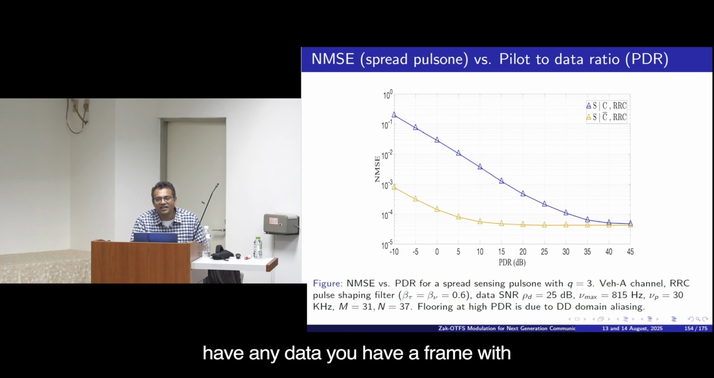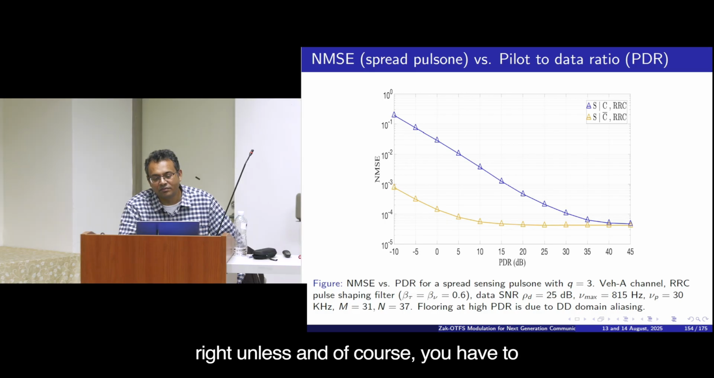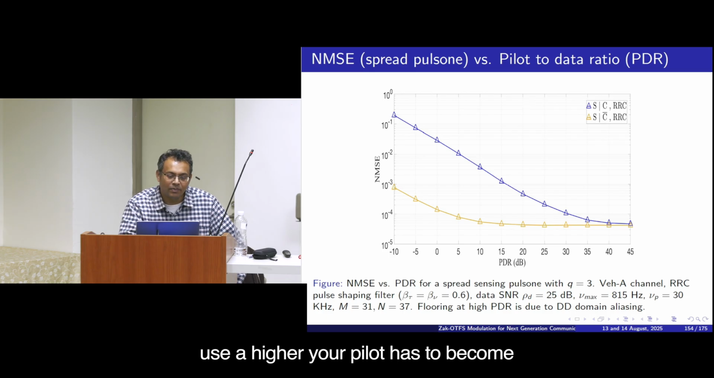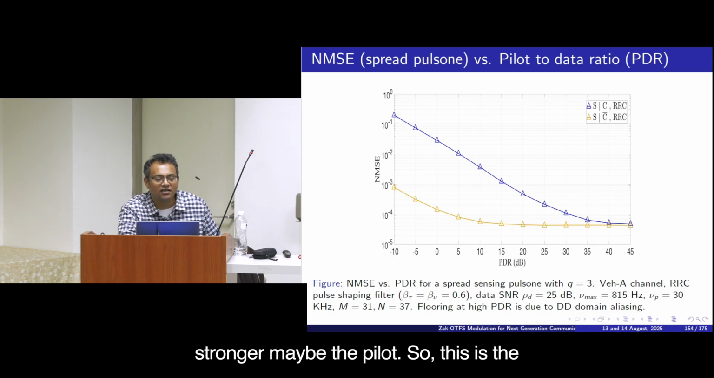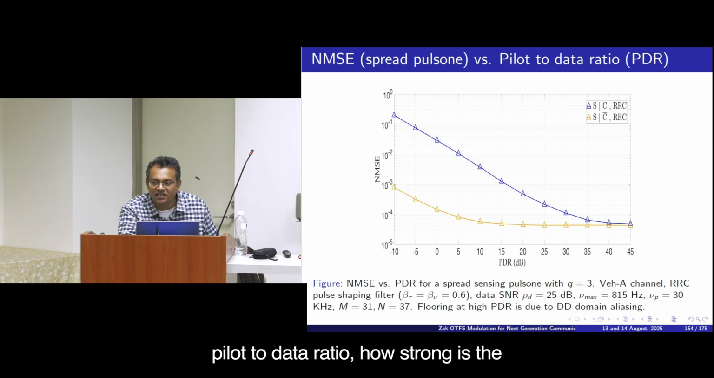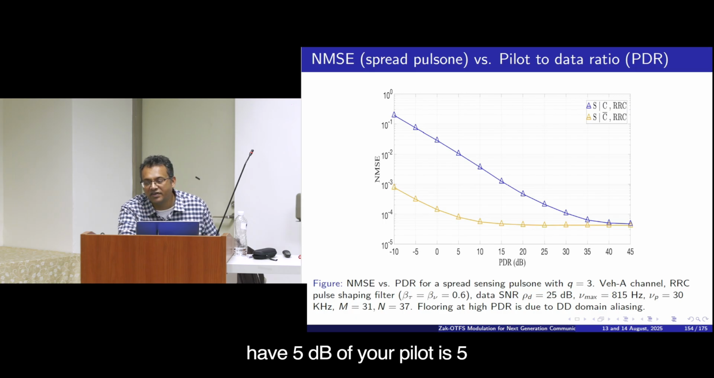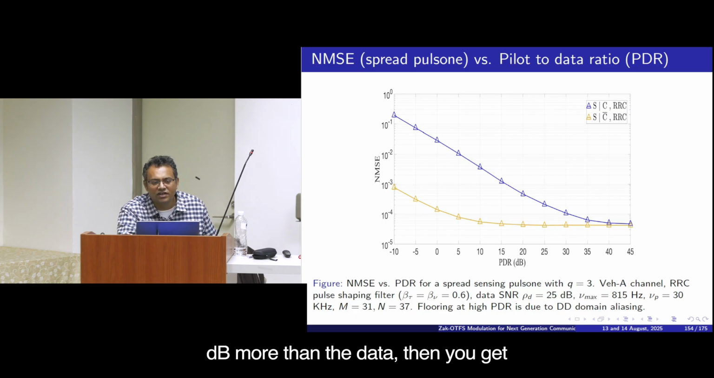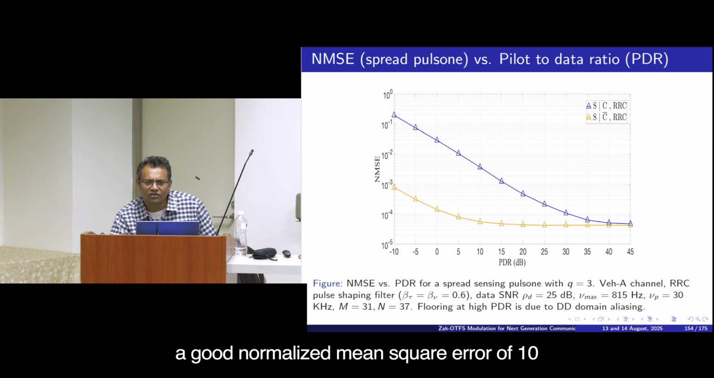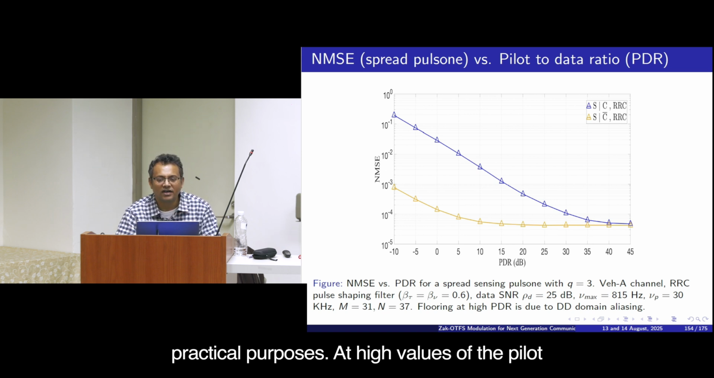Obviously, when you do not have any data, you have a frame with only the spread pilot, the NMSE is very good, but the moment you put data, it is not so good, right, it becomes bad, unless, of course, your pilot has to become stronger. So, this is the pilot to data ratio, how strong is the pilot compared to the data. If your pilot is 5 dB more than the data, then you get a good normalized mean square error of 10 power minus 2, which is good for all practical purposes.